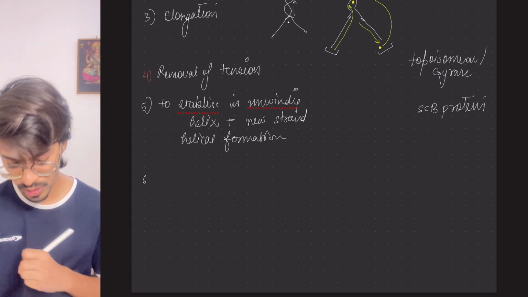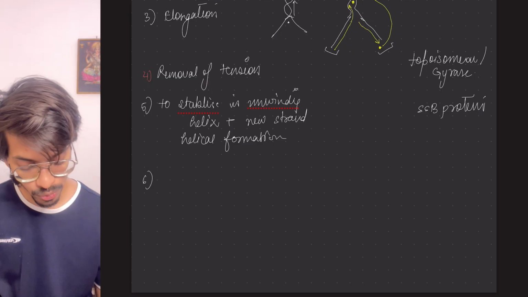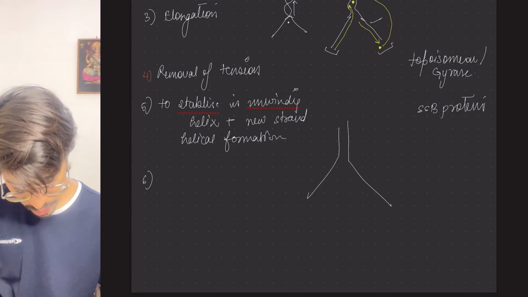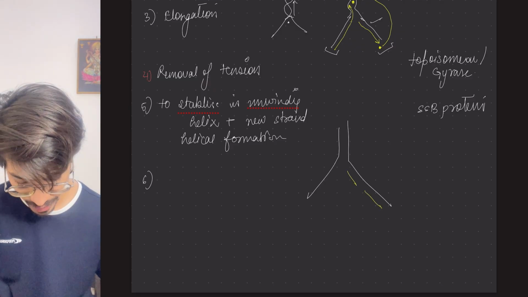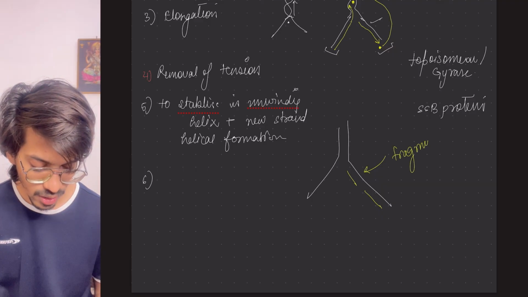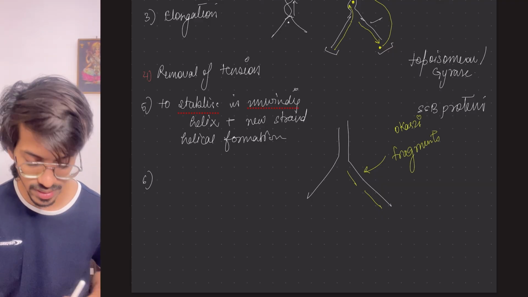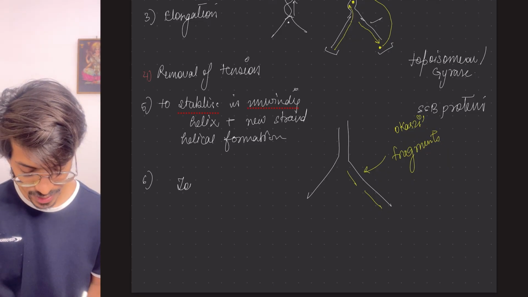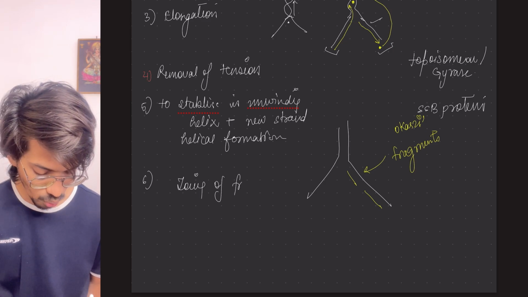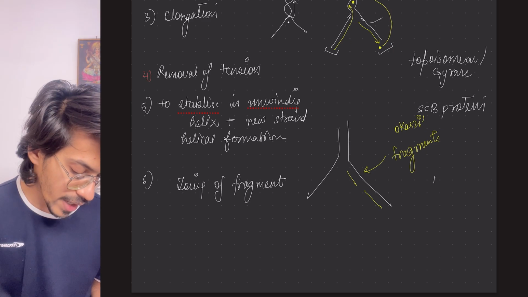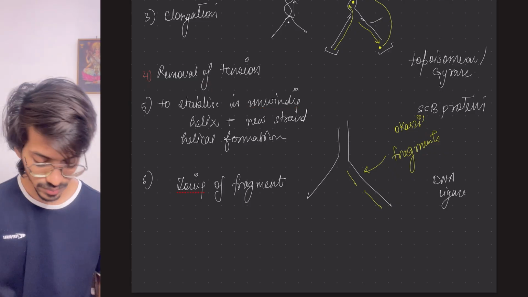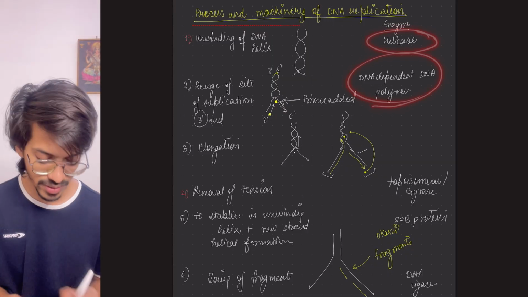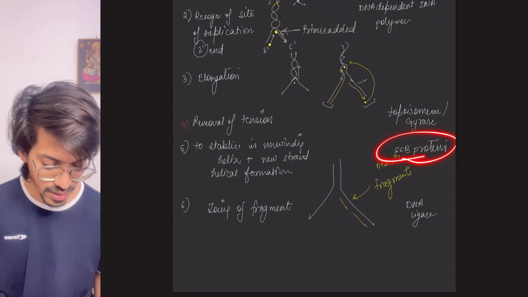Next and the last one is what? We will be going with this strand. If you see this strand, what will happen? That one is forming this. So these fragments are being formed. What are these fragments called? These are called Okazaki fragments. Now we have to join these fragments. So joining of these fragments will be taken care of by DNA ligase. So these are the different enzymes. So remember what helicase is doing, what DNA dependent DNA polymerase is doing, topoisomerase, SSB protein and DNA ligase.